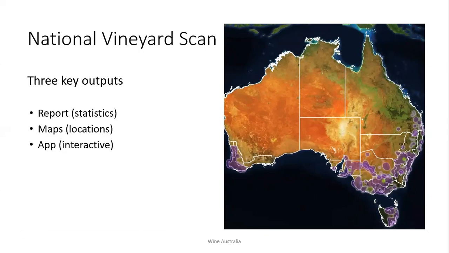So the National Vineyard Scan for 2018 has just been published earlier this year, and that's the output of that first run with the GAIA algorithm. And there were three key outputs: the report, which is the statistical information, some maps which show the location of vineyards, and then the app, which enables growers to interact with those vineyard blocks. And I'm going to look at each of those in this presentation.